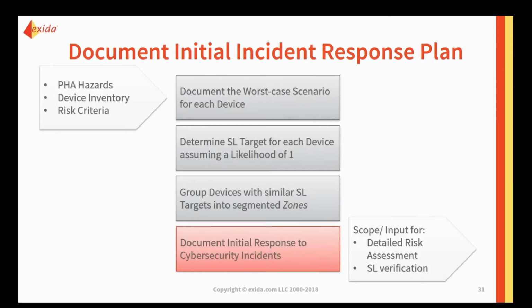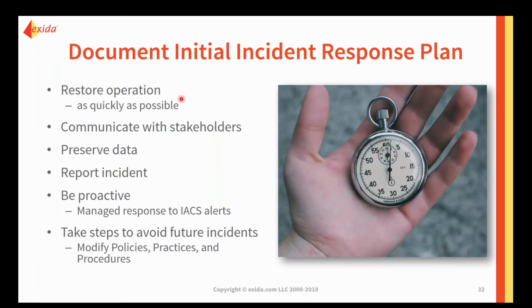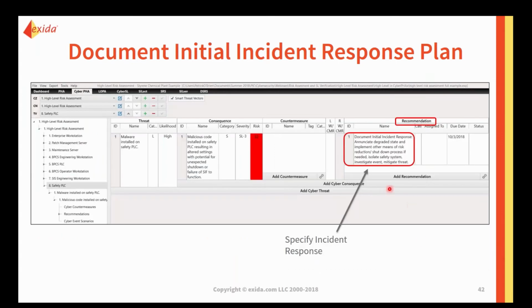The last step in the high-level risk assessment method is to document the initial response to cybersecurity incidents. The goal of this is to restore operations as quickly as possible, communicate with relevant stakeholders, keep data for the incident, report it as needed, and make sure that we know what steps we need to take to avoid future incidents. The tool also allows you to easily document what your initial response plan should be for each node, considering the consequence.